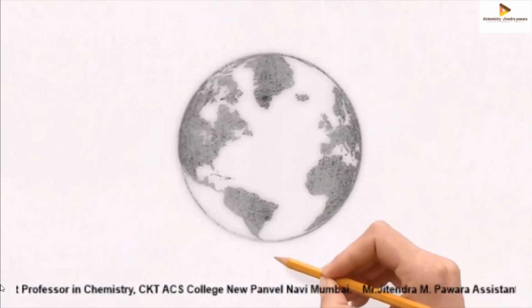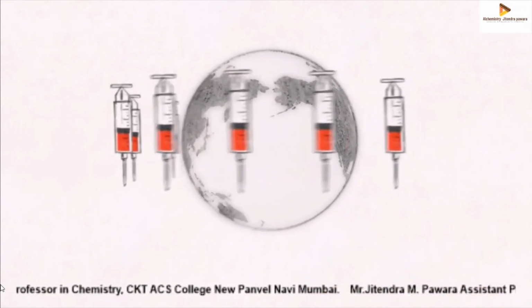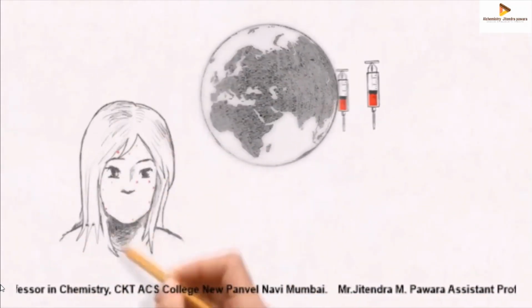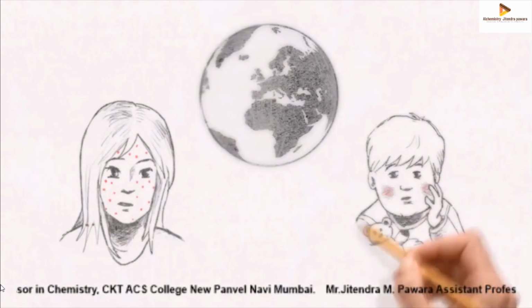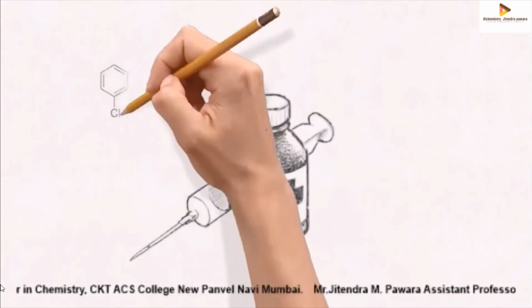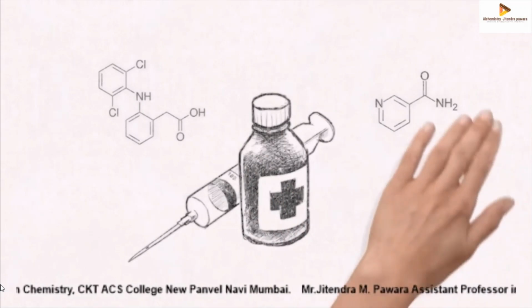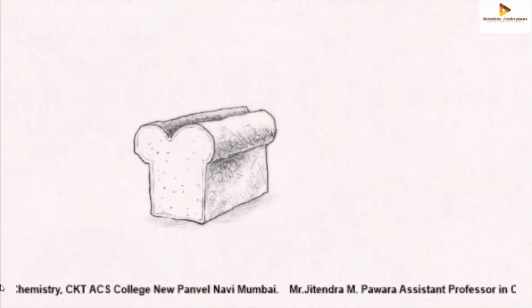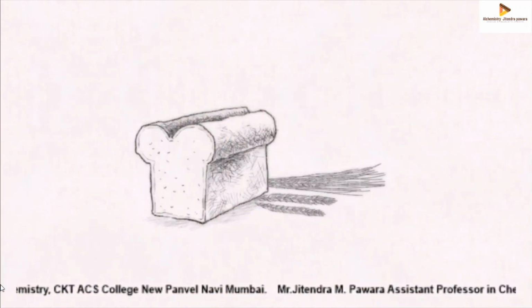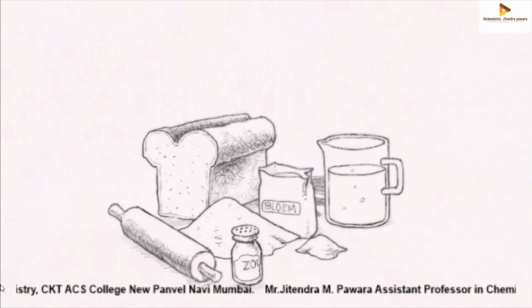All around the globe, injections are used to dispense medication and vaccines, such as vaccines for rubella and mumps. Drugs consist of a variety of ingredients. You can compare this, for example, with bread. The most important ingredient is grain, but to make bread, you also need water, yeast, and salt.